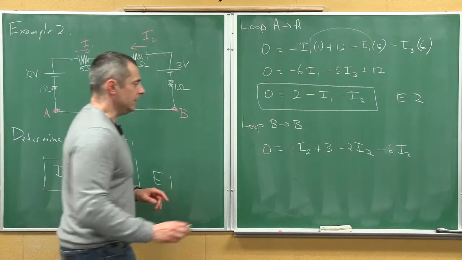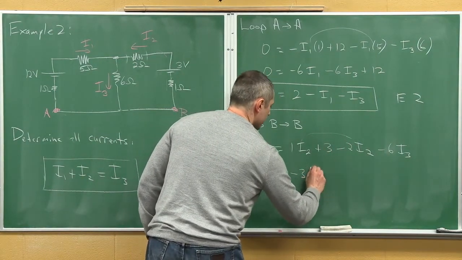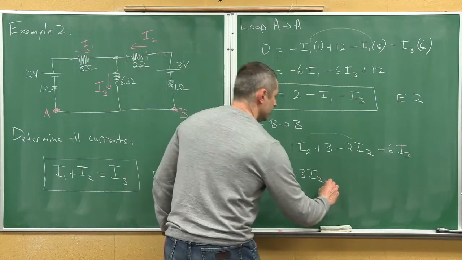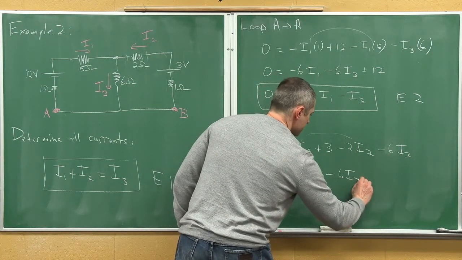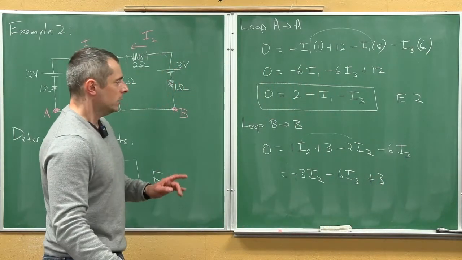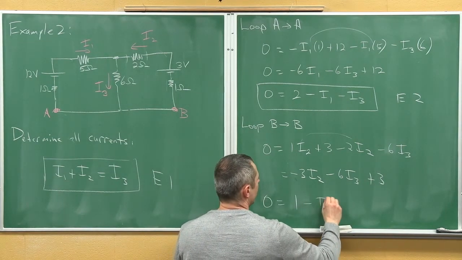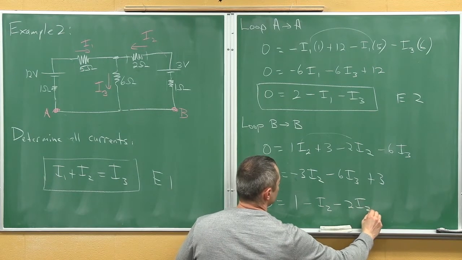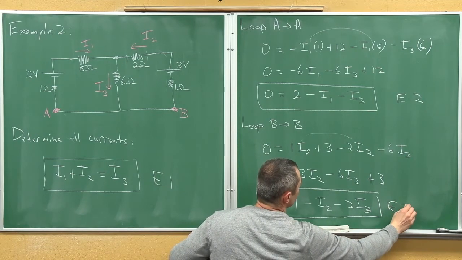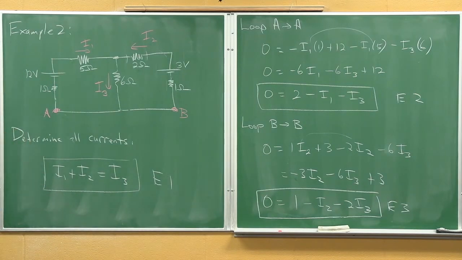What I'm going to do is now combine these two and get minus 3I2. And then minus 6I3. And then plus 3. I'll divide both sides by 3, giving me 0 equals 3 over 3, or 1, minus I2 minus 2I3. And there's my third equation. So let me create a pause to allow you to copy this down.